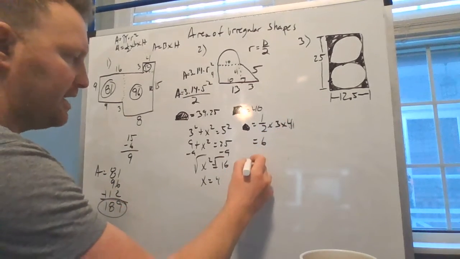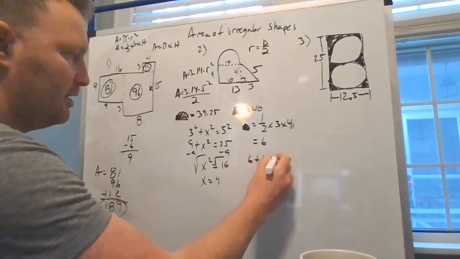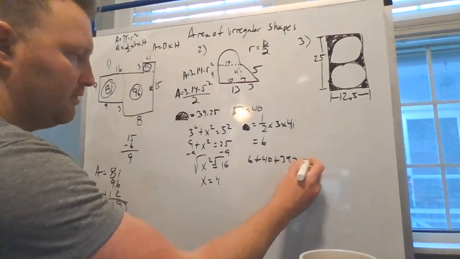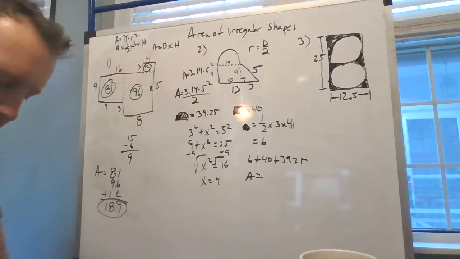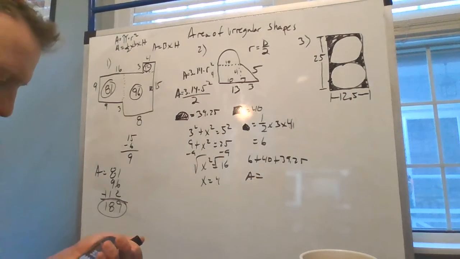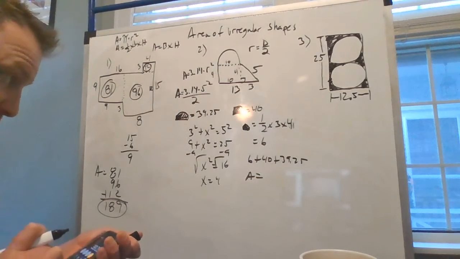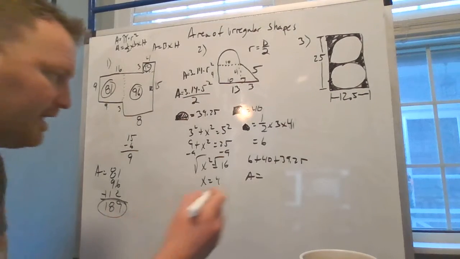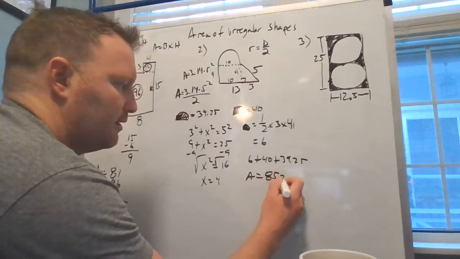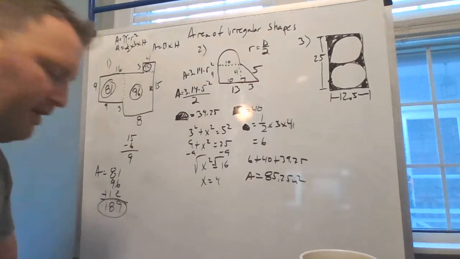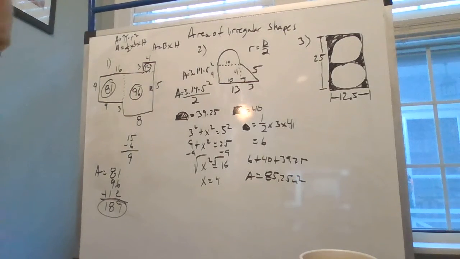Last but not least, I just add 6 plus 40 plus 39.25. So your area is, what is 46 plus 39.25? That is 85.25 units squared. There is my irregular area.